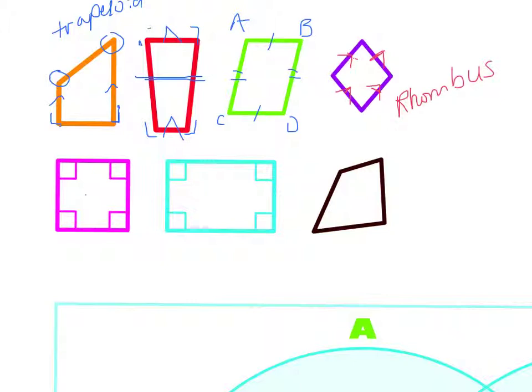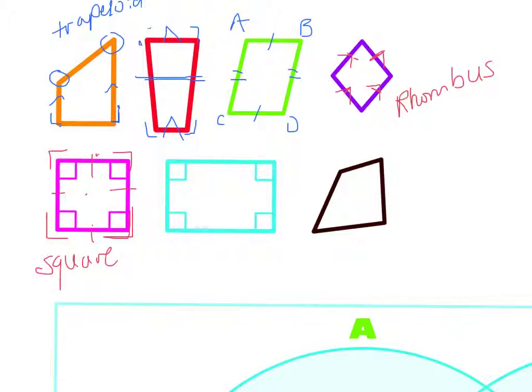Next one's fairly easy. It's a four-sided equal side length shape. All sides are equal length. All corners are perpendicular or right angles. Opposite sides are parallel. This side is parallel to this side. This side is parallel to this side. So horizontal sides are parallel. Vertical sides are parallel. This would be considered a square.